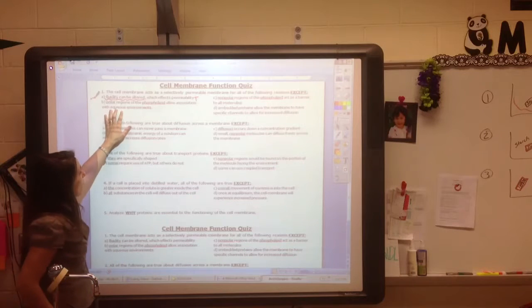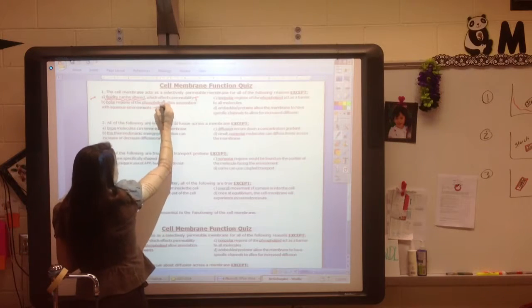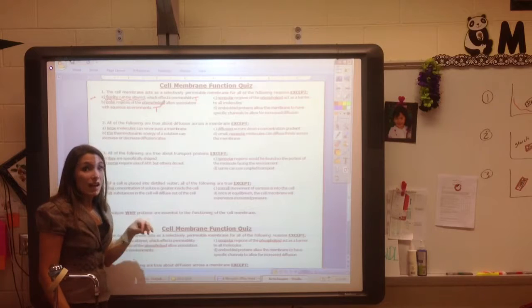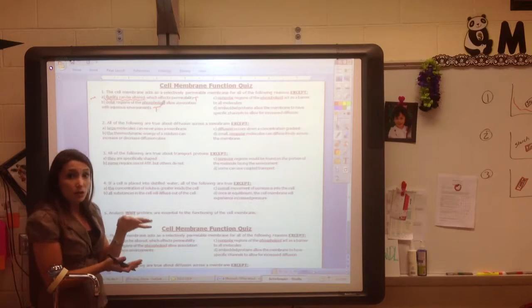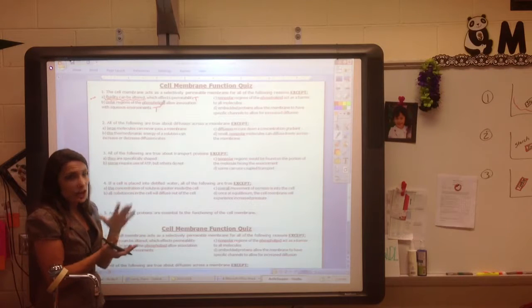B, polar regions of the phospholipid allow association with aqueous environments. That is true. The polar head allows for it to be a barrier because the outside's water, the inside's water, and so that's an advantage having that polar head.